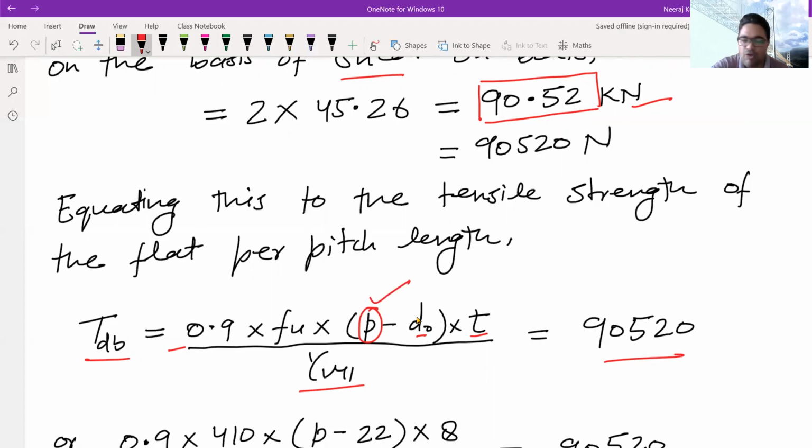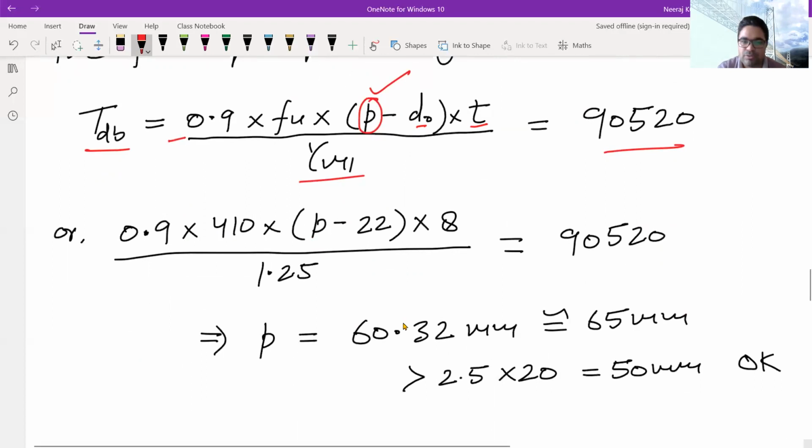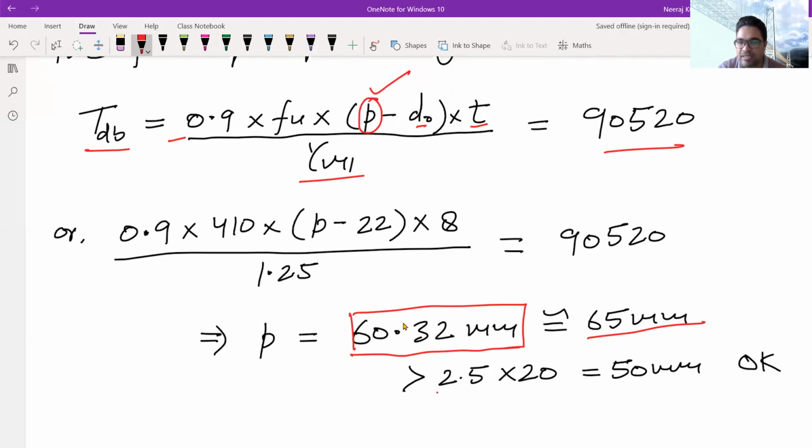Okay. So now we see that P is 60.32. So this is the calculated value, and this 63.32, I mean, we are rounding off this to 65 mm, and this one is greater than the 2.5 times of D, which is the limitation of the pitch. So as per IS code, minimum pitch should be 2.5 times of D. So D is, in our case, 20 mm, and the value becomes 50. So our value is more than 50. So we can say that the pitch is okay.